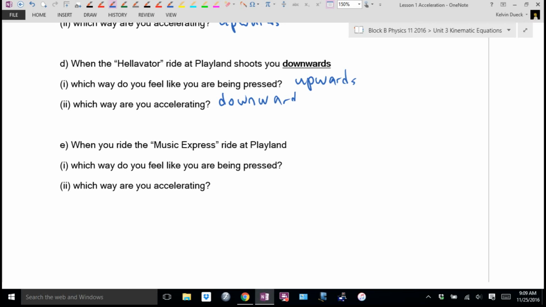Which way do you feel like you're getting pushed on that ride? Outwards. So which way must you be accelerating actually? Yep. When you're moving in a circle, your acceleration is actually inwards. That's very counterintuitive to people. We'll spend a whole unit looking at circular motion. It's called centripetal force in Physics 12.